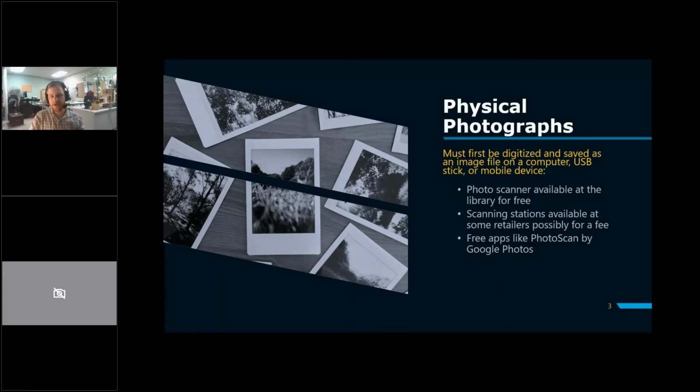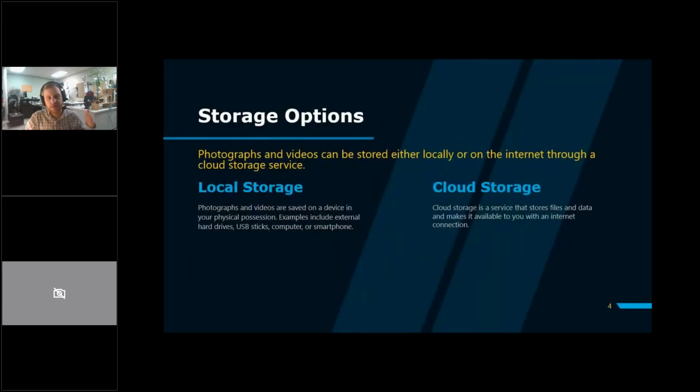So once you have your physical photographs all digitized and saved on a computer or a flash drive or wherever, maybe even in your emails if there's not too many, or if you have tons of stuff on your computer or just on your smartphone from photos you've taken, you have to decide what you want to do with them. So there are a couple of storage options. I would say two major categories. One is to store them either locally or on the internet through a cloud storage service.